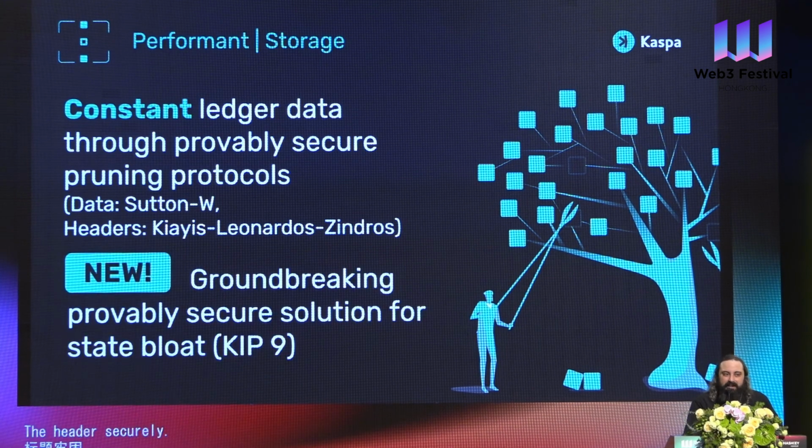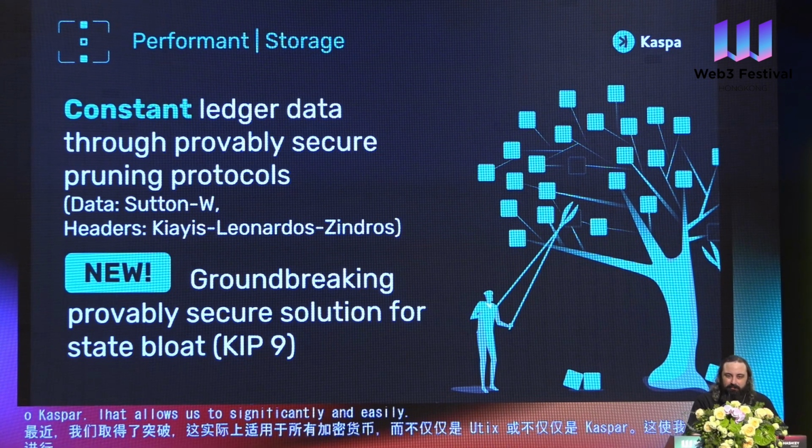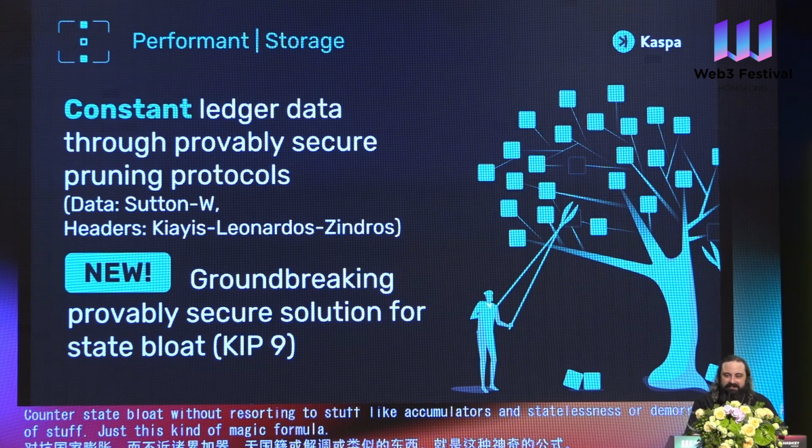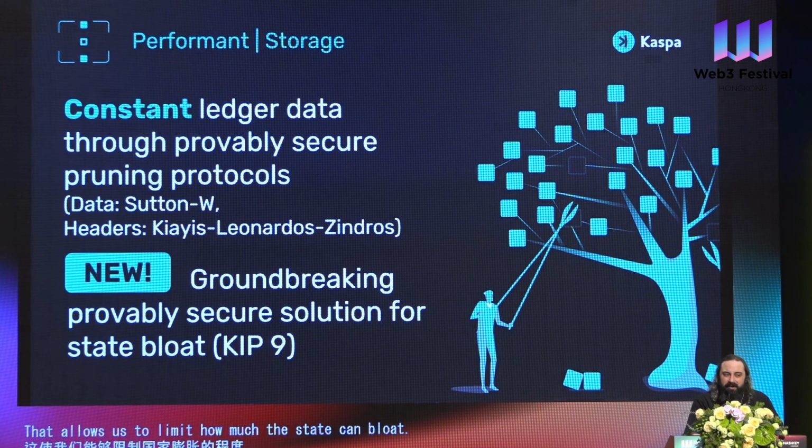And recently we had a breakthrough which actually applies to all of crypto and not just to UTXO and not just to Kaspa, that allows us to significantly and easily counter state bloat without resorting to stuff like accumulators and statelessness or demurrage or that kind of stuff, just this kind of magic formula that allows us to limit how much the state can bloat. If you want to read more about it, you should look up Kaspa Improvement Proposal 9. It was published about 2 weeks ago, and I think it's a real game changer.